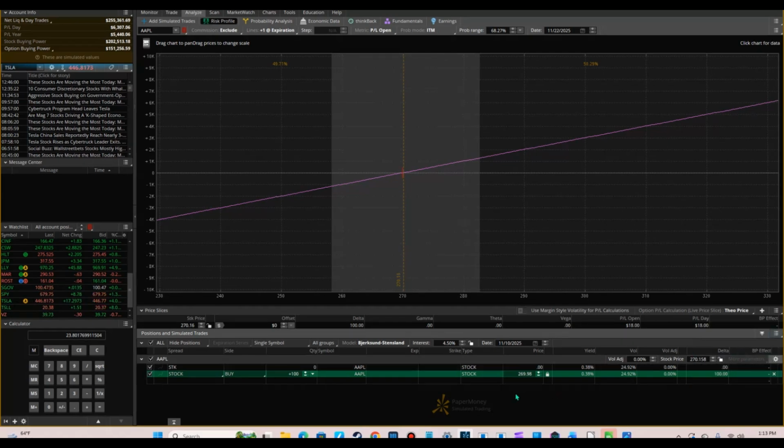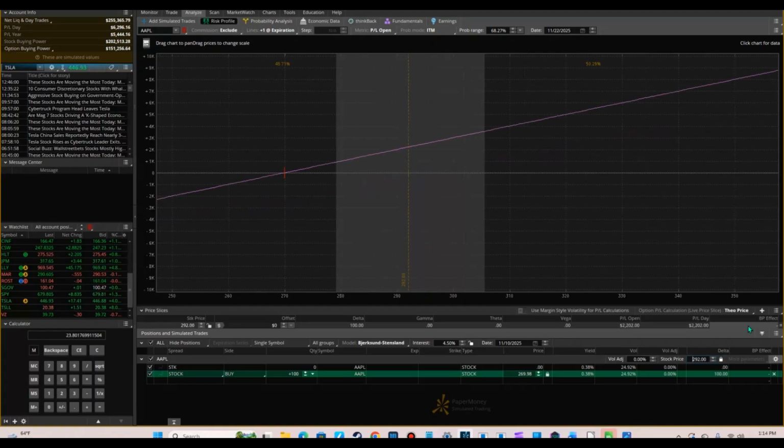All right, let's assume that the price of Apple goes up to $292 on the same day that we're trading it. So let's change this to $292. Now, this shows how much profit we would have if that were to happen, well, not instantaneously, but on the same day that we bought Apple. So we have a profit of well over $2,000.